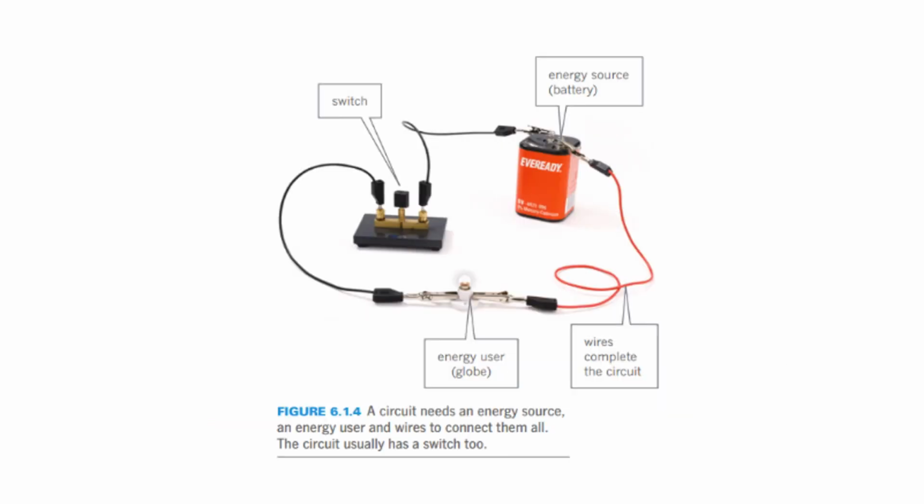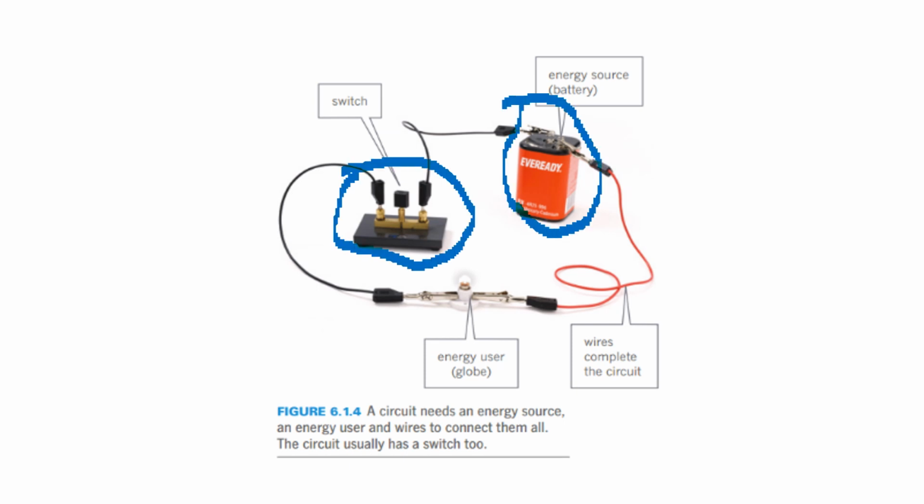So I will show you. This is from your textbook. As you can see here, a circuit needs an energy source, an energy user, and wires to connect them. The circuit usually has a switch too. I will highlight this for you. So you have a switch, you have an energy source, in this case a battery, you have an energy user which is a globe, and you have wires which complete the circuit. This can be an example of a simple circuit.